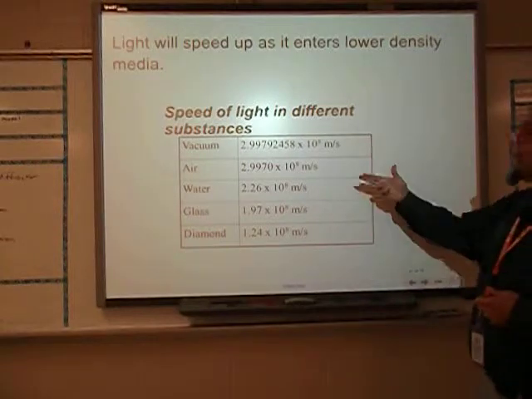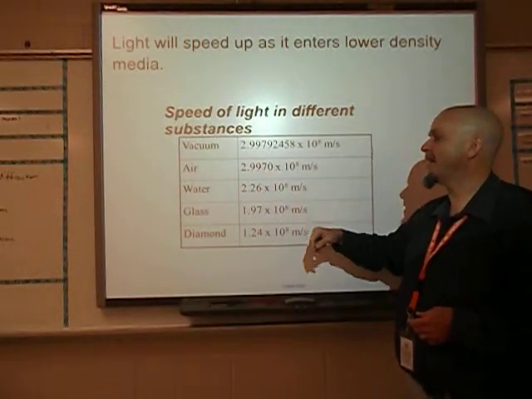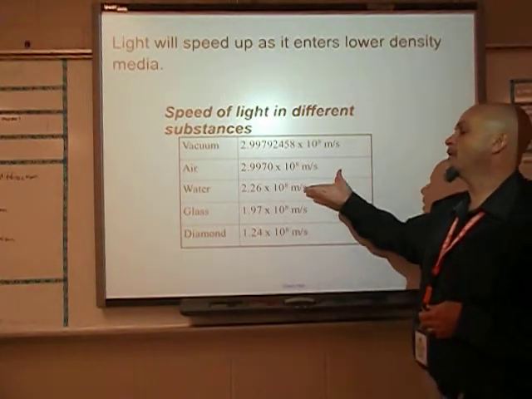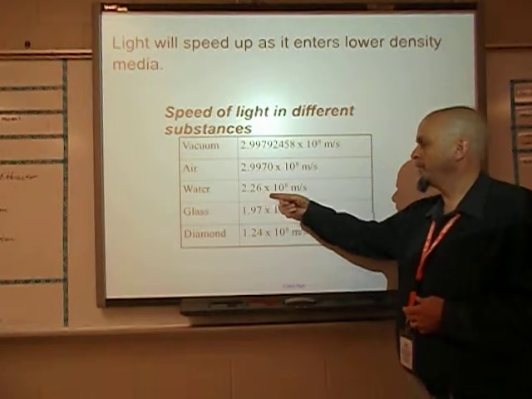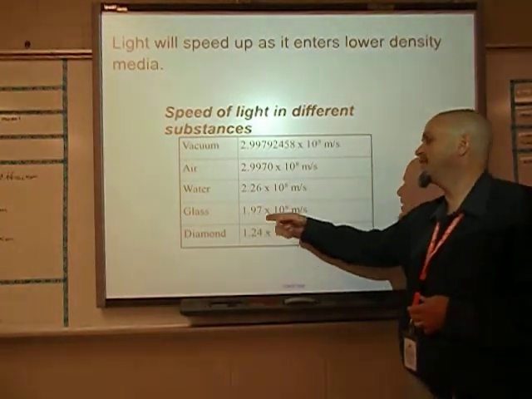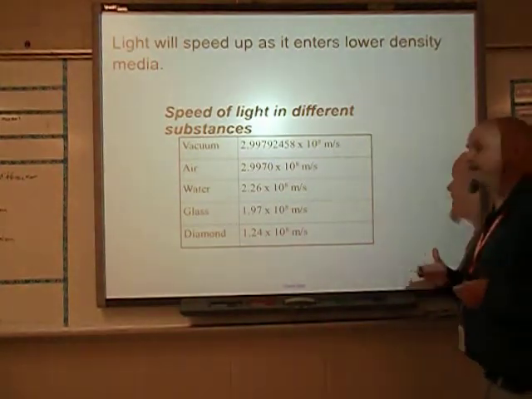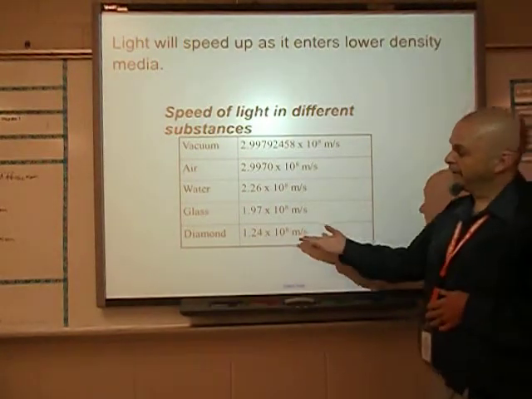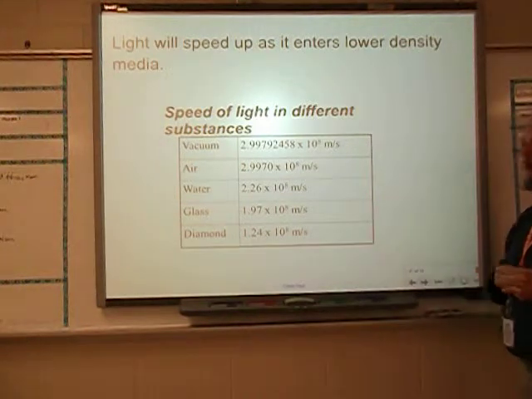As it moves into water, it slows down more from 2.997 to 2.26 times 10 to the 8th. As it goes into glass, it would slow down even more, from 2.26 times 10 to the 8th to 1.97 times 10 to the 8th. And as it moved into an even higher density media, like diamond, it would slow down even further, going less than half the speed that it does in a vacuum.